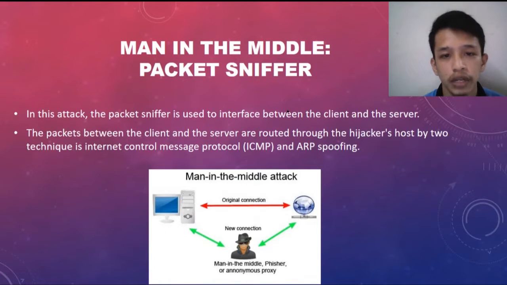Then there is the packet sniffer. In this attack, the packet sniffer is used to intercept between the client and server. The packets between the client and server are routed through the hijacker's host by two techniques: Internet Control Message Protocol (ICMP) and ARP spoofing. This means that the attacker will interrupt between client and server to catch the session ID, and with that it can log in to any page that a client or victim has logged in to.